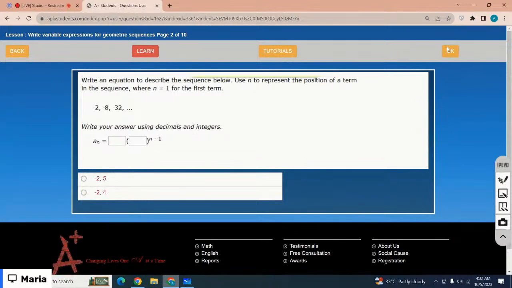Write an equation to describe the sequence below. That is very easy from the sequence. The first term is -2. So here you have -2, and -2 times 4 is -8, so the common ratio is 4. The missing values are -2 and 4, right? The second option is the correct one. They are -2 and 4. Got it?